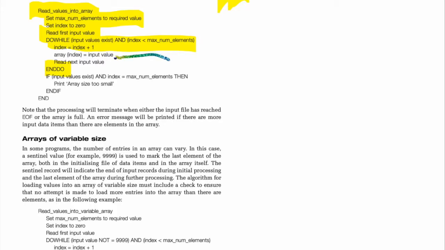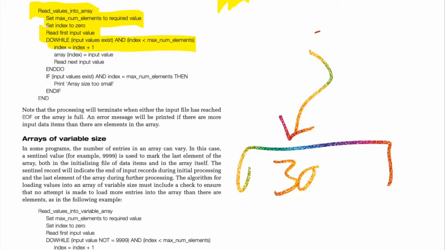Here, this line, array at index, so remember we're using this index to loop through our array, equals input value. So we're getting from a file a value, and we're sticking that into our array. Then we read the next input value, and then we loop back up here to the top of the do while loop, and we just keep doing it until we run out of data in the file.